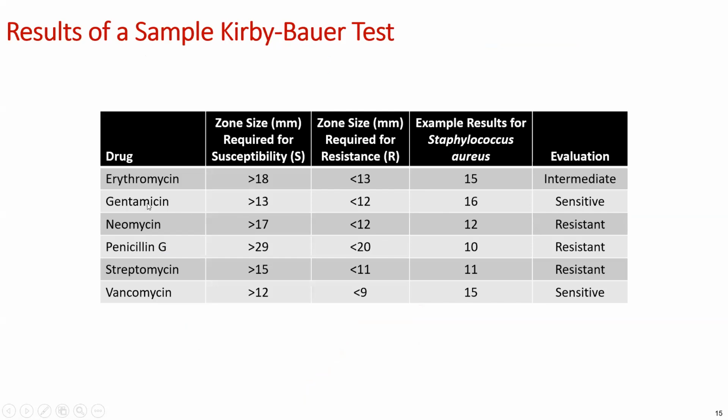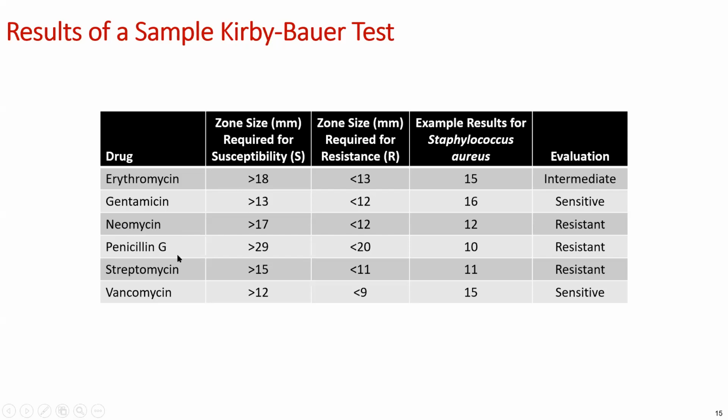For example, let's take a look at the second line of the table here, where they're talking about gentamicin. If we put gentamicin in one of those little round discs on that Petri dish that had a patient sample on it, we would be measuring in millimeters. And as long as the diameter of that zone of inhibition was greater than 13 millimeters, which in this case it is 16, we would call that bacteria sensitive to that antibiotic. Look, it is not sensitive to neomycin, right? Or penicillin G, for example.